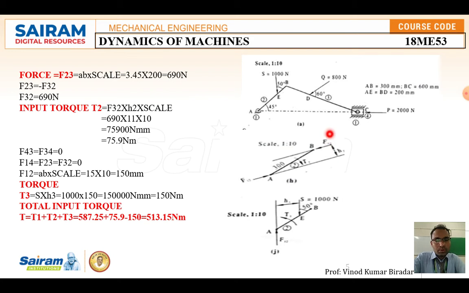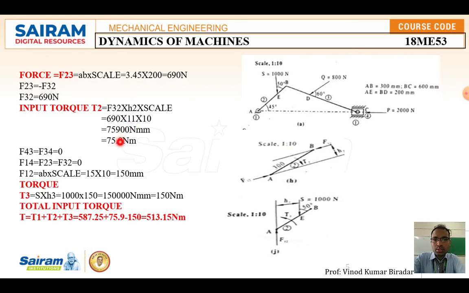If you measure this, you are going to get some values. I got 1.1 something. So this is the torque T2. Input torque T2 is equal to F32 into h2 into scale. So I got 1.1, into scale you are going to get 75,900.